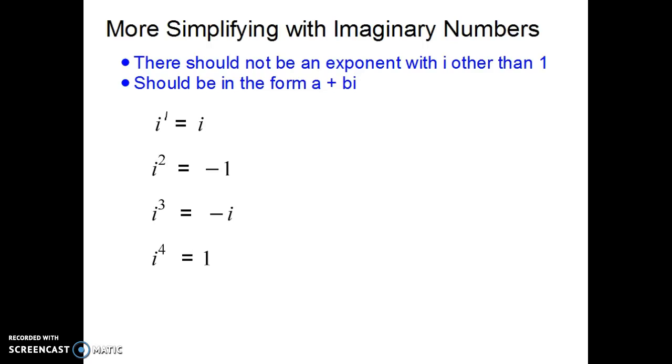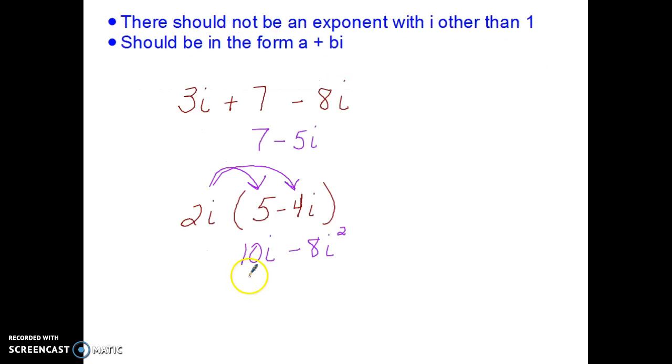i squared is equivalent to a negative 1. That means I'm going to take the i squared out and replace it with a negative 1. And since the negative 8 is being multiplied to i squared, it's going to be negative 8 times negative 1. So now that becomes a positive 8. My last thing is to make sure I'm in the correct form. My constant should be first, followed by my imaginary number.